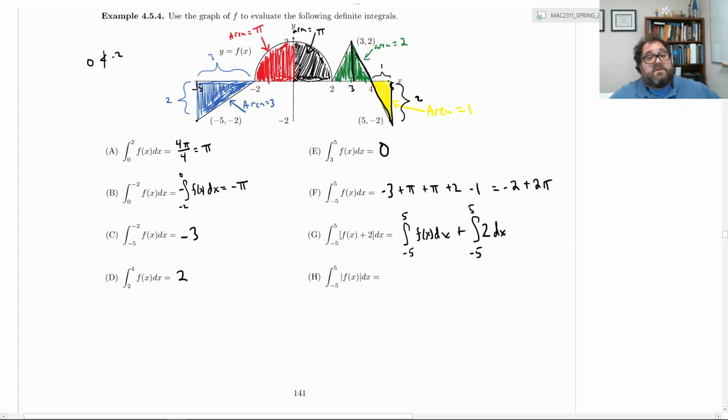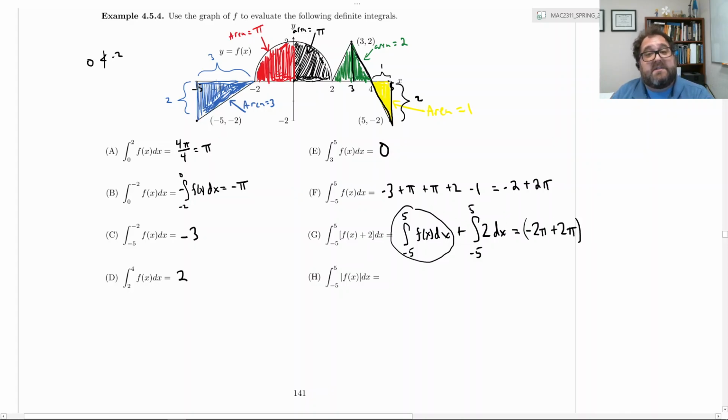The sum difference rule says you can break apart into two separate definite integrals. We can't just add 2. It's the definite integral of 2. Okay, so now I can say, all right, I know that this was the answer to part F. So negative 2, assuming I did it correctly, negative 2 plus 2 pi. So I'll put that in parentheses.